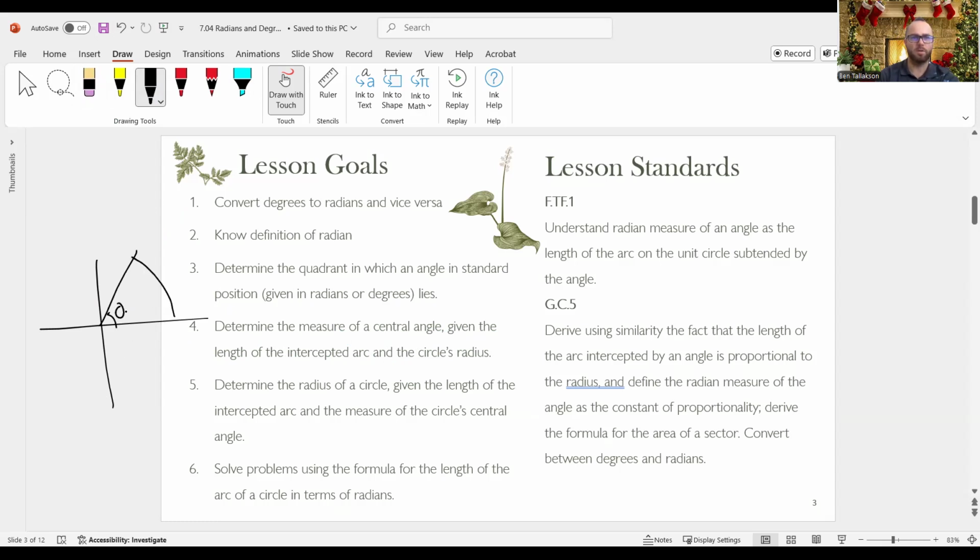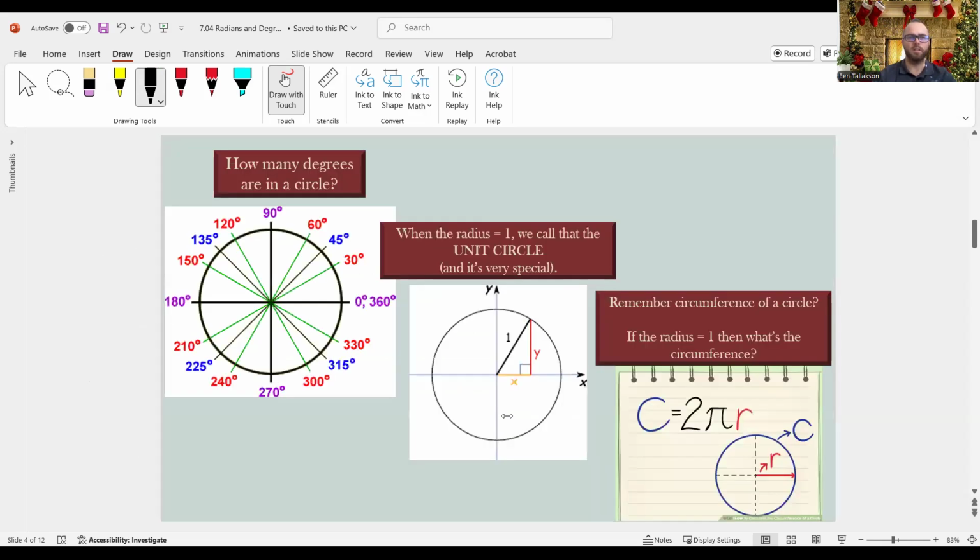Here's your angle. We don't know, so it's theta, right? Here's your arc. It's saying be able to figure out that angle, determine the radius of a circle. So remember, radius is a distance from the middle to the outside, given the length of the arc and the central angle. So sometimes you're given the arc and the central angle, and you're asked to find the radius. And then solve problems using the formula for the length of the arc. So we're going to look at a formula there today.